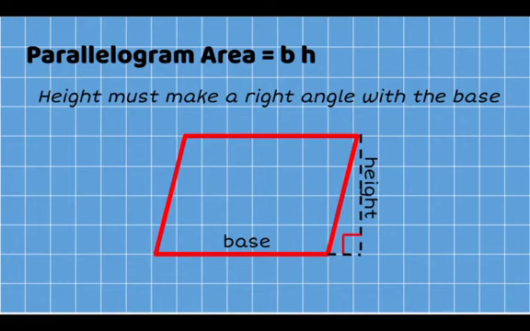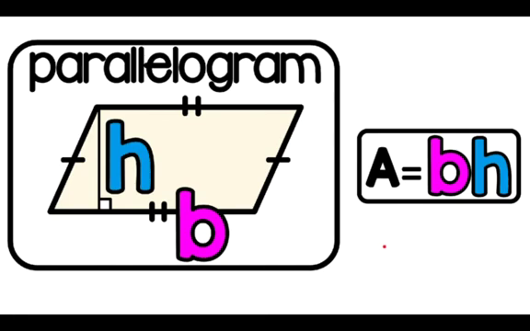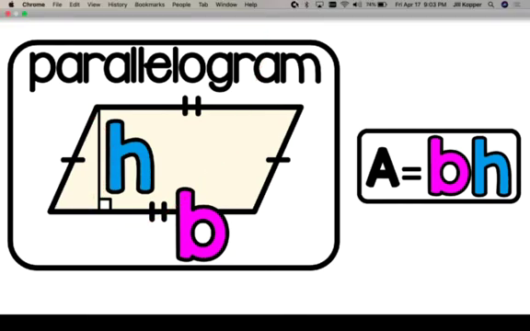And you'll see in the book when we look in just a second that they will draw those heights in. Don't be tricked. Don't take the slanted side. You have to take the side that is perpendicular, forms a right angle with the base. So the formula for a parallelogram is the height times the base, or the base times the height. But again, that height has to form a right angle. Make sure you got that in your notes.